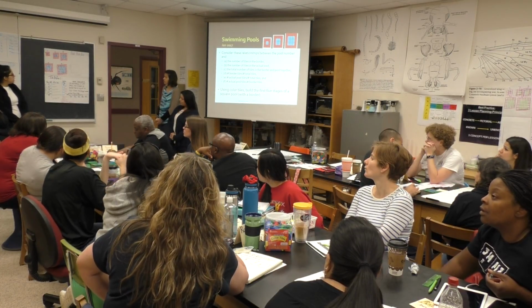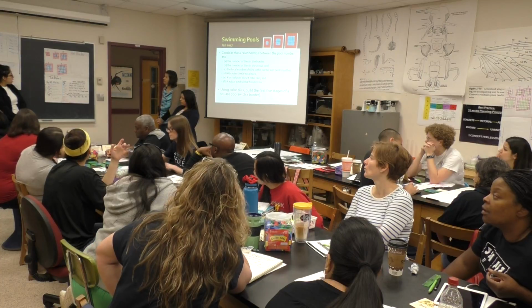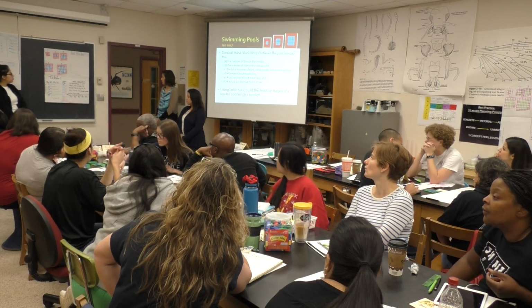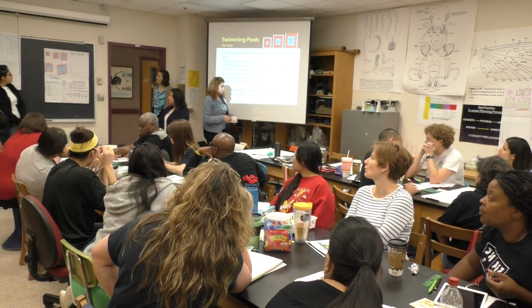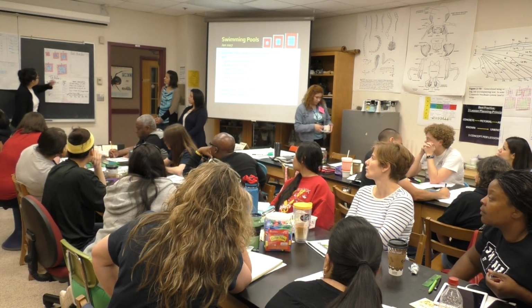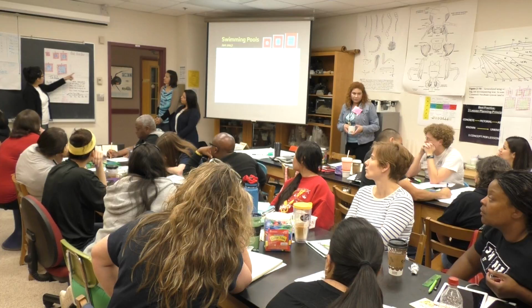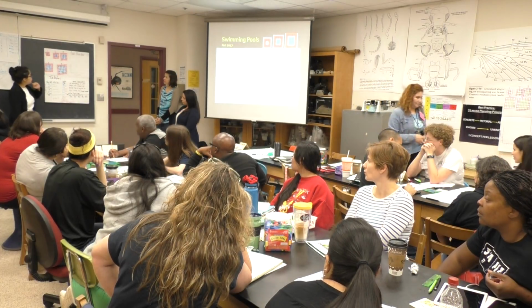For the verbal description, we said at each stage of the pool design, the number of border tiles is equal to 4 times the stage number plus 4 tiles. And then up here we have our graph. On the bottom we have our pool stage number on our x-axis, and on the y-axis, we have the number of tiles.